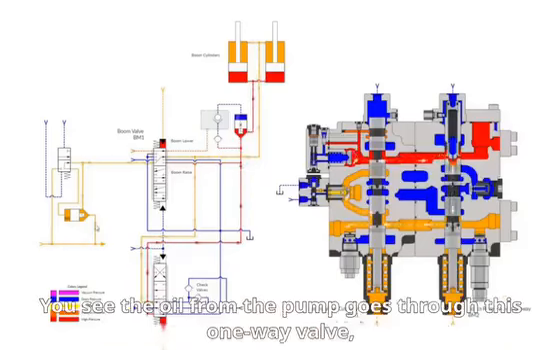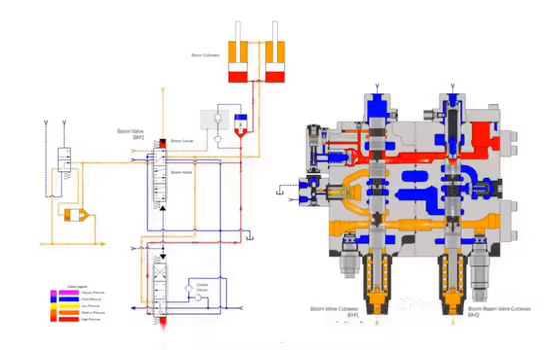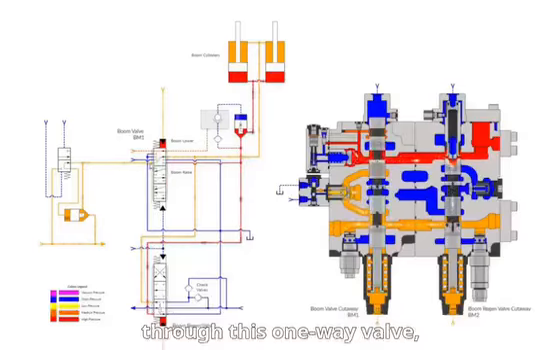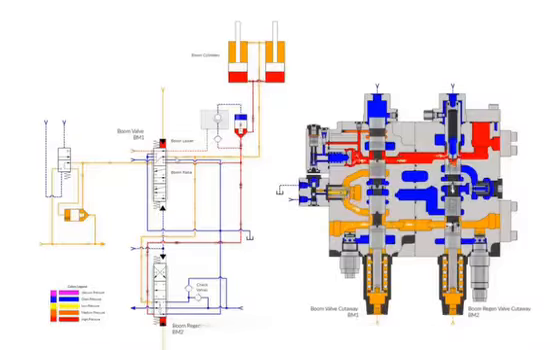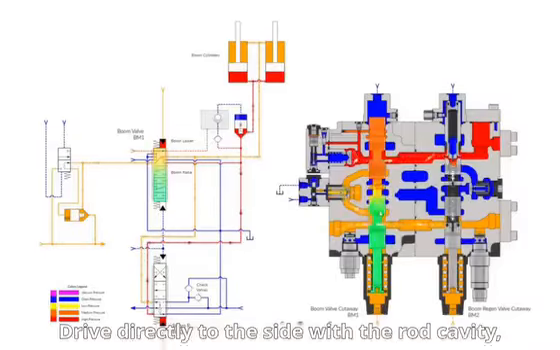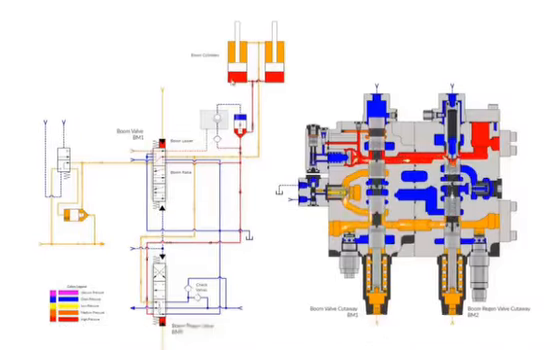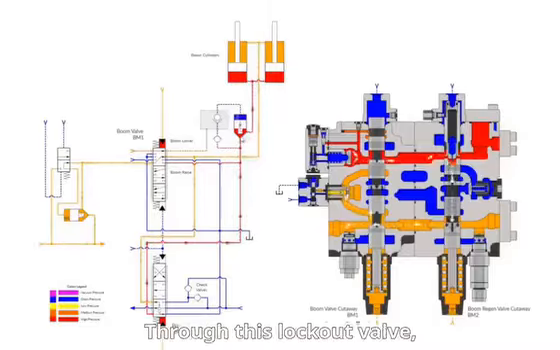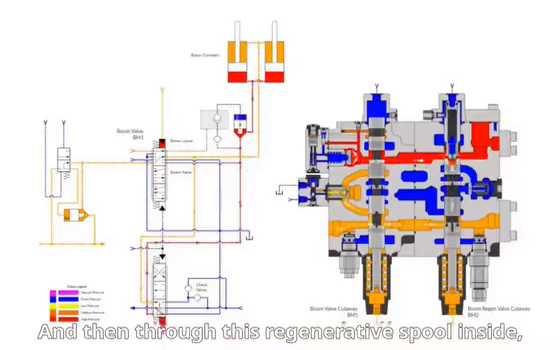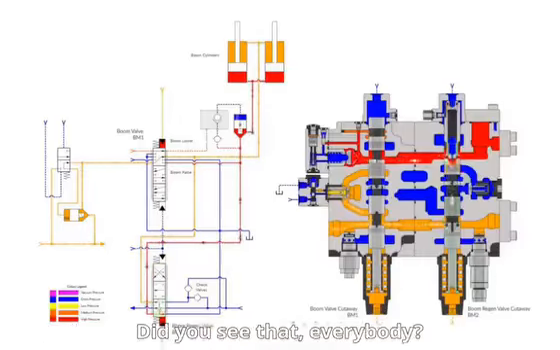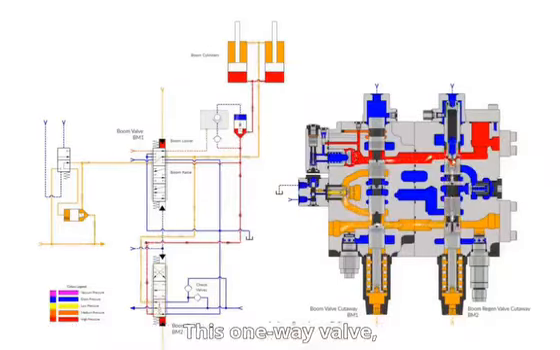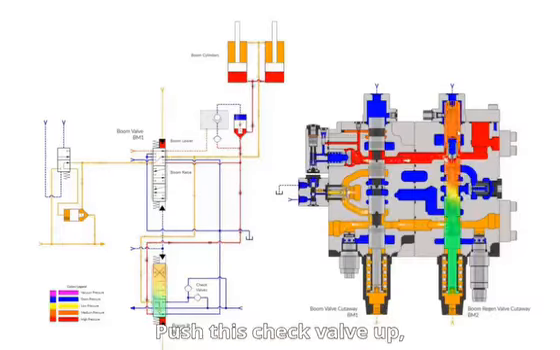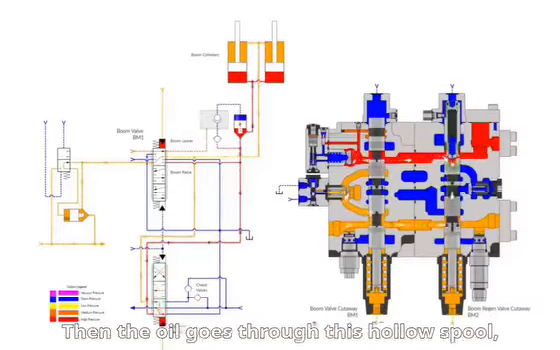You see the oil from the pump goes through this one-way valve, and then to this reversing valve, driving directly to the rod cavity side. The oil from the big cavity goes through this lockout valve, then to the boom spool, and then through the regenerative spool inside. It's this one-way valve. Did you see that, everybody? The oil from this check valve pushes this check valve up. Then the oil goes through this hollow spool.